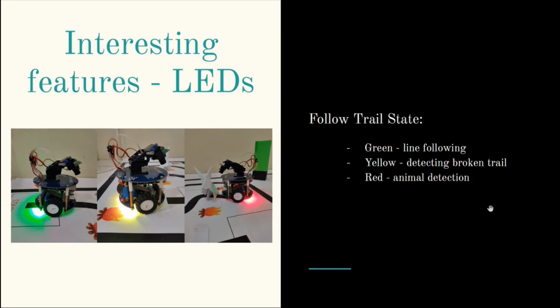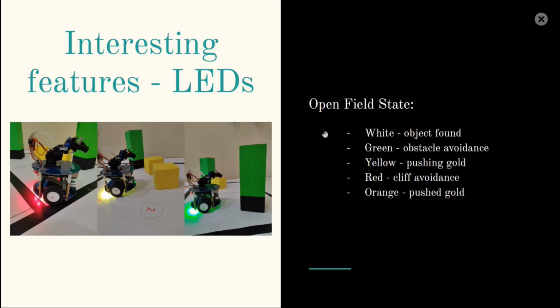So the interesting features are the LED lights. When it follows the line in the follow trail state, it's green, and when it detects a broken trail, it's yellow, and when it detects an animal, it's red. And then in the open field state, these are the colors which represent the behavior that is currently active in the robot.